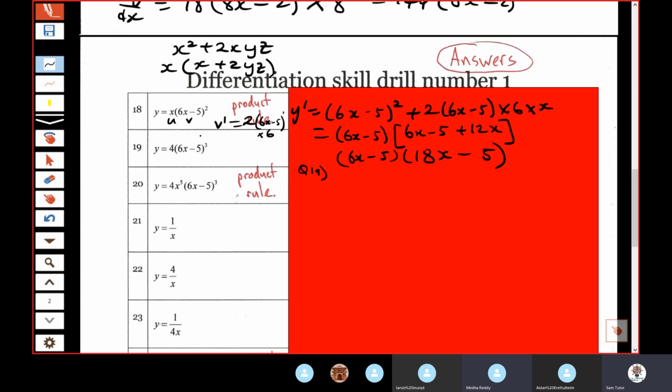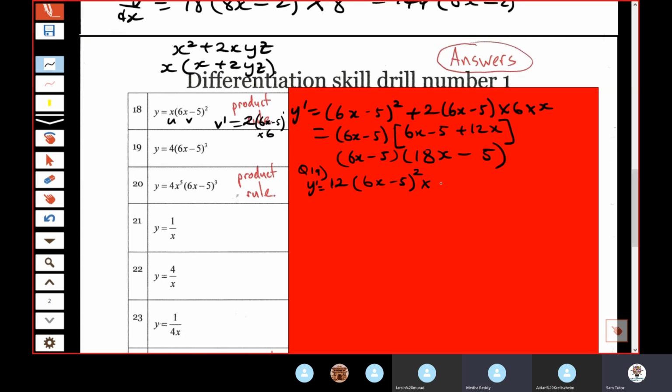Do we have to write the formula? Bring the power down. So 3 times 4, which is 12. And then rewrite 6x minus 5 to the power of 2, sorry, 2, times differentiate the inside.